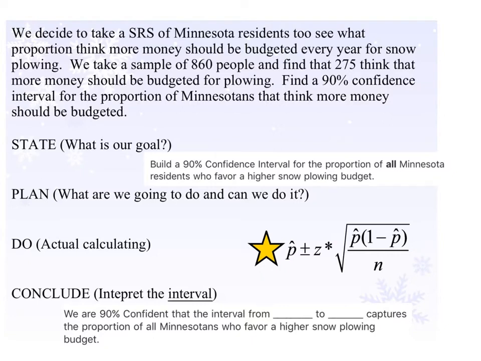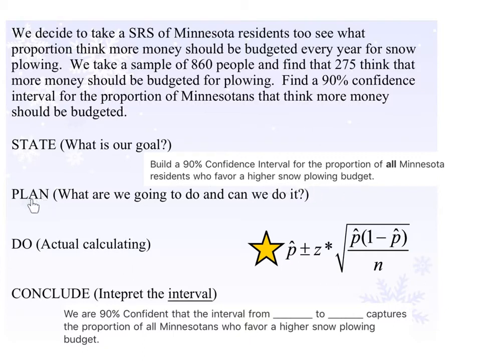This is a four-step process to make a confidence interval on the AP exam. The first thing is state. What are we doing? What's our goal here? You can see I filled that in. We're building a 90% confidence interval for the proportion of all Minnesotans. Remember, this is all about inference. We've taken a sample. What do we think that says about the population? All Minnesota residents who favor a higher snow plowing budget.